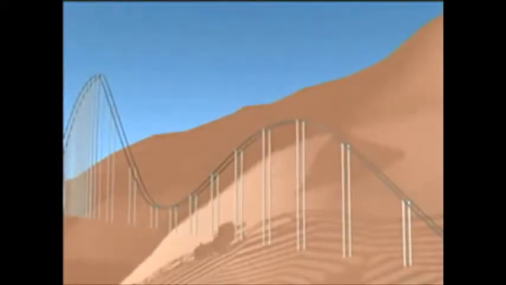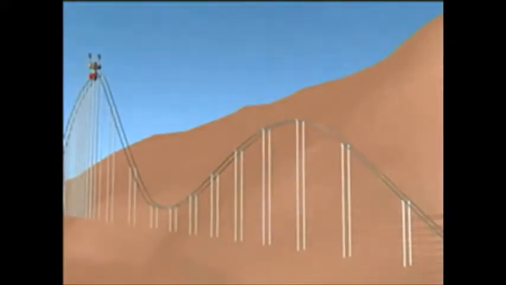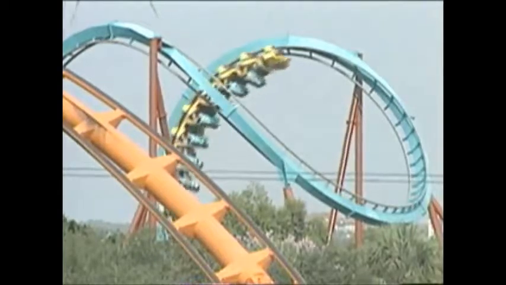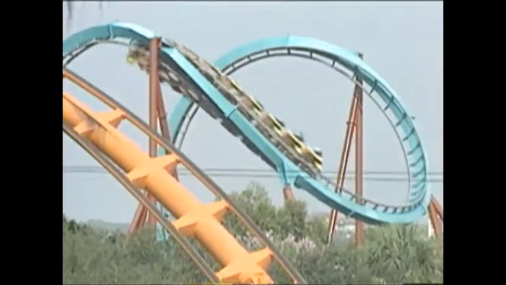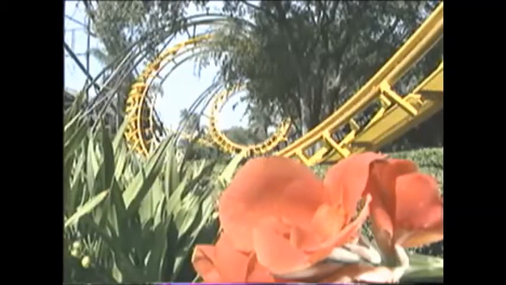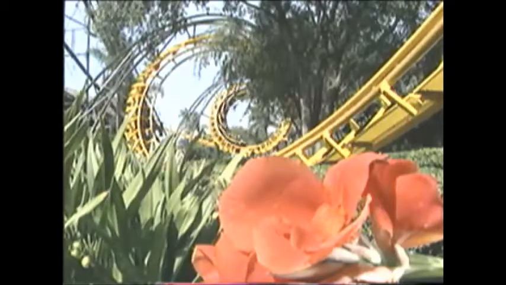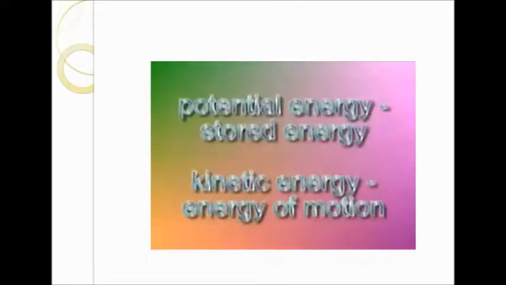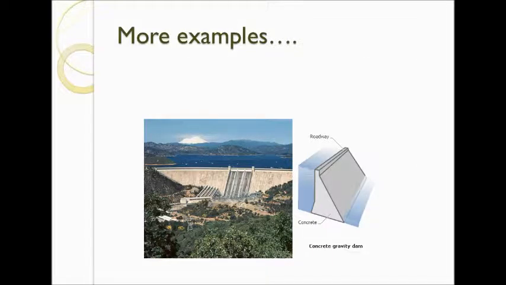At the bottom of the first drop, all the potential energy has changed to kinetic energy. The kinetic energy gained from this first drop is used to carry the cars up the next slope, where all the kinetic energy changes to potential energy once again. This continues over and over again until the end of the ride. At the end of the ride, the cars come rushing into the unloading area, where the brakes bring them to a screeching stop. Now, let's look at some more examples.